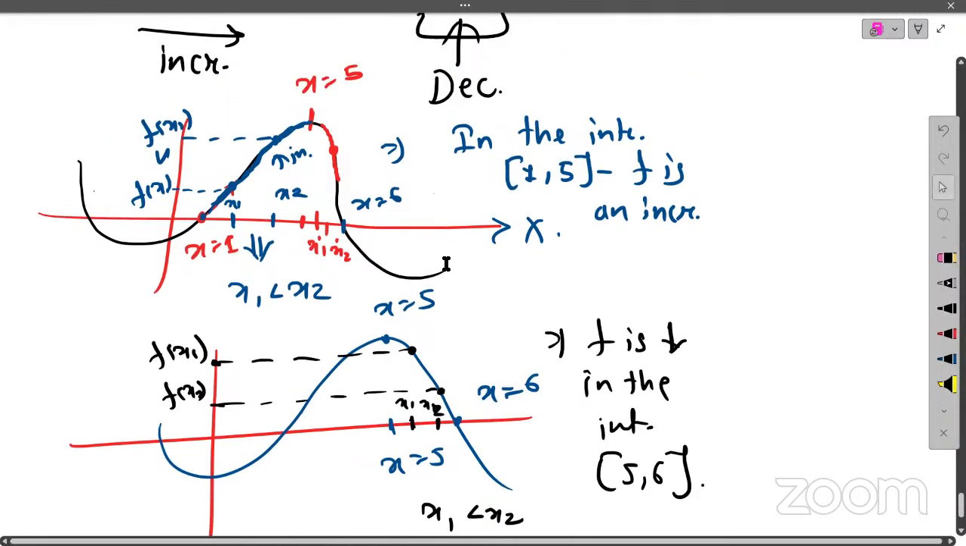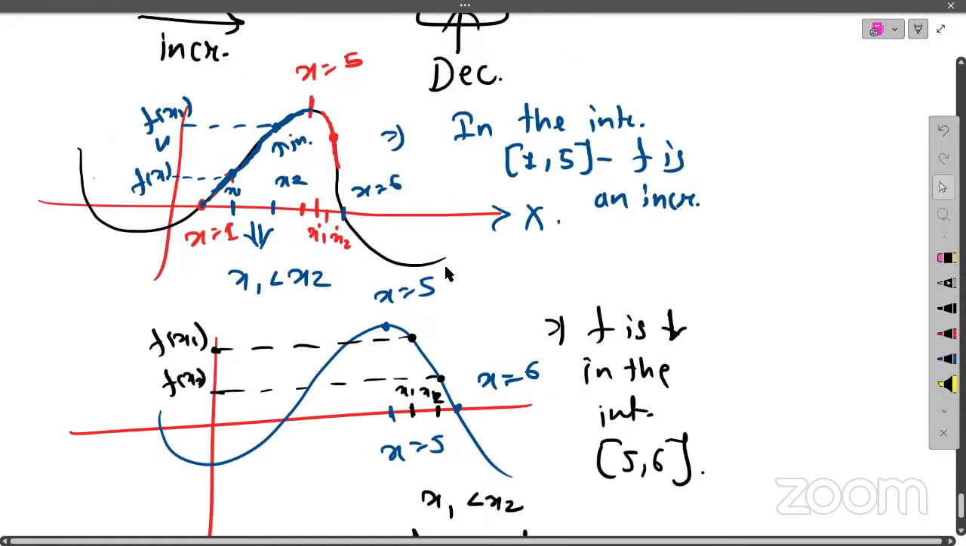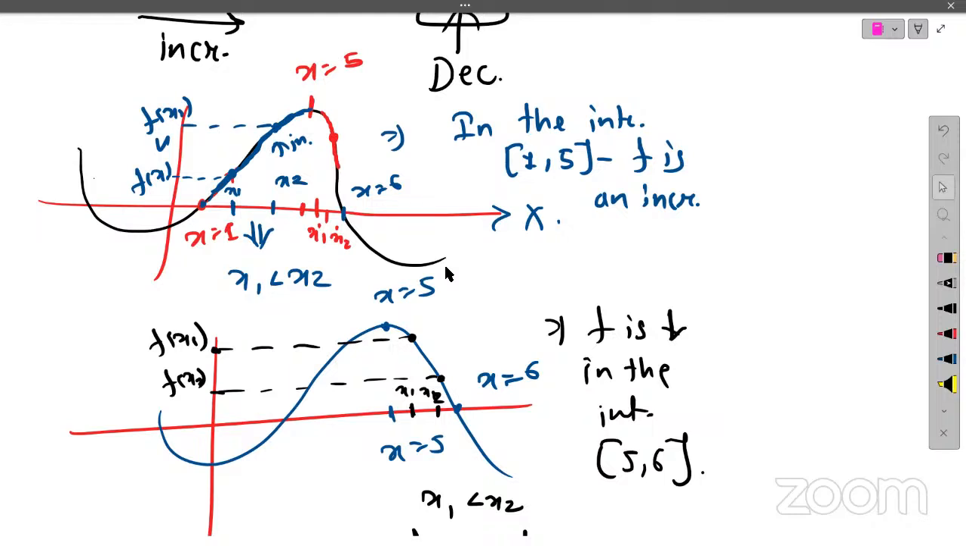Strictly increasing is also the same thing, right? Yes, for strictly increasing, they are just removing the possibility of a constant function. That's all.